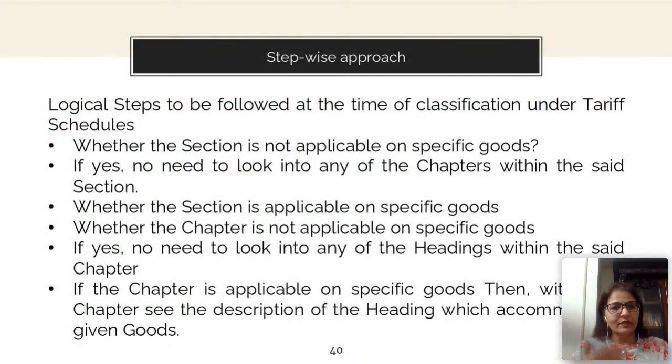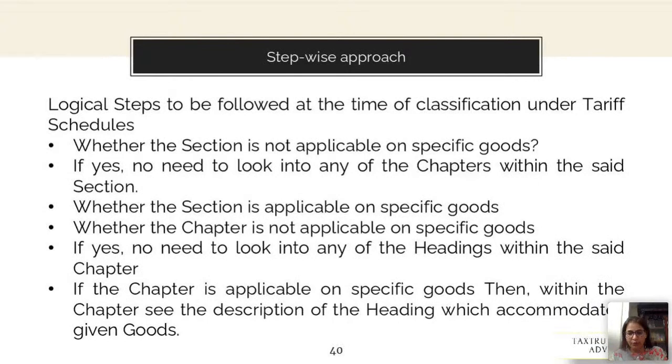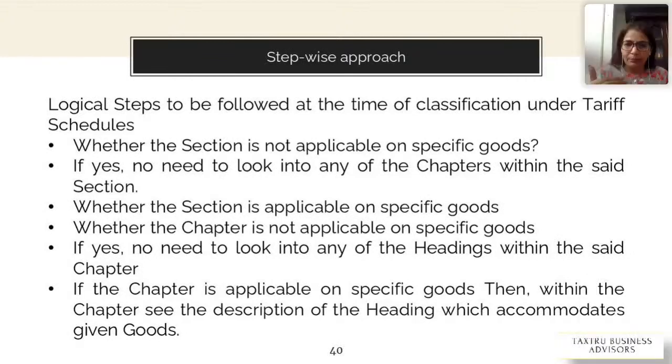Then the logical step is whether a particular section is applicable or not. In case that section is not applicable, then you don't need to look further at the chapters, because in case your product has been excluded by virtue of the section itself, then you don't have to go and look into the further chapters that are classified under that particular section. And if the section is applicable but that particular chapter is not applicable, then there is no need to look further for the headings. So this way you have to manage things, and this way you have to see how to take the help of the section notes, the chapter notes, the headings, and the subheadings.